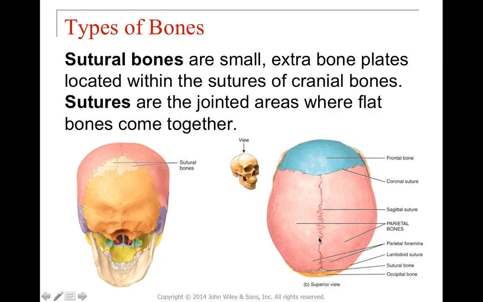This is a sagittal suture, for example, and it's going to put together the two parietal bones. We also have the coronal suture that is here, and that's going to pair the two parietal bones with the frontal bone. And in the back, we have here the lambdoid suture, which is going to connect the occipital bone with the parietal bones. And then again, everywhere that we need to fill in, we're going to fill that in with what we call sutural bones.